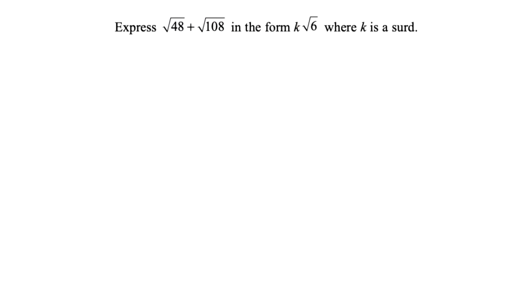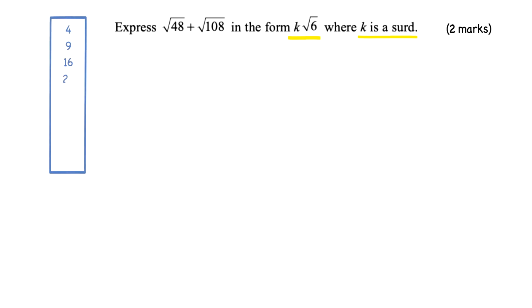Pause the video here and try this question on your own first. In this question we'll be adding two surds together, but it's really important to take note of where they have asked us to write the answer in the form k root 6, and where that k in front of the root 6 is a surd itself.